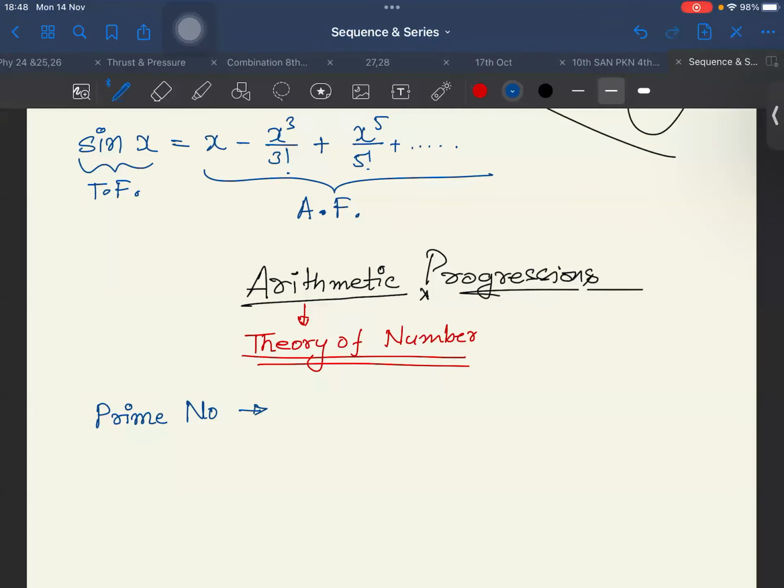2, 3, 5, 7, 11, 13, 17, 19, right? So these are your what? Prime numbers, isn't it? Yes or no? Yes, sir. Anything missing here? Is 1 also a prime number? Yes or no? No, sir, 1 is not a prime number. Okay, 1 is not a prime number, yes.